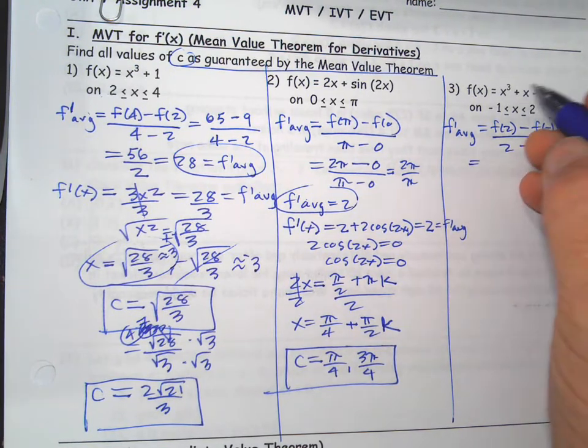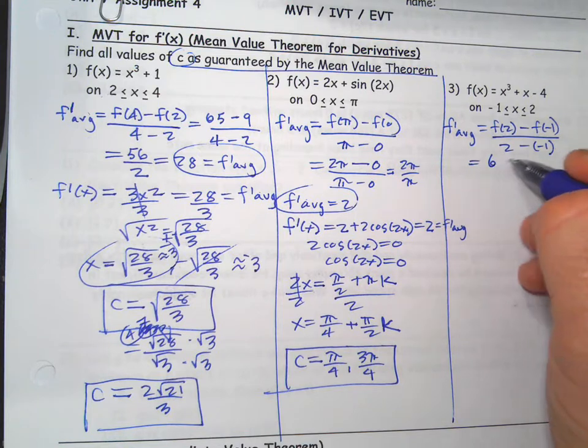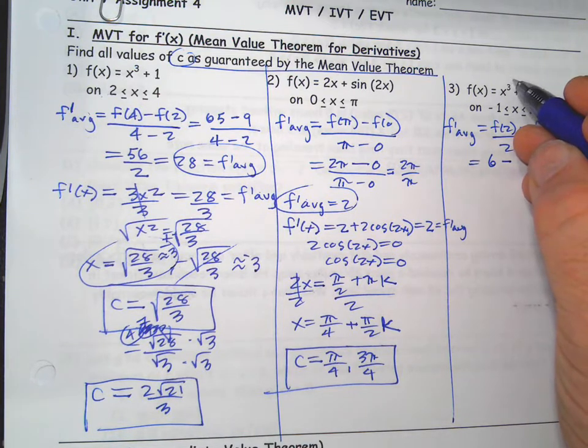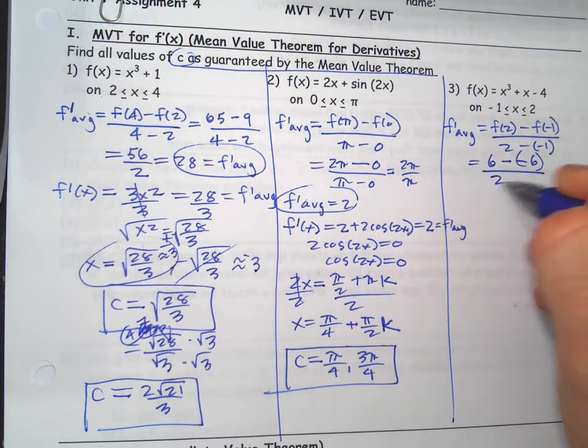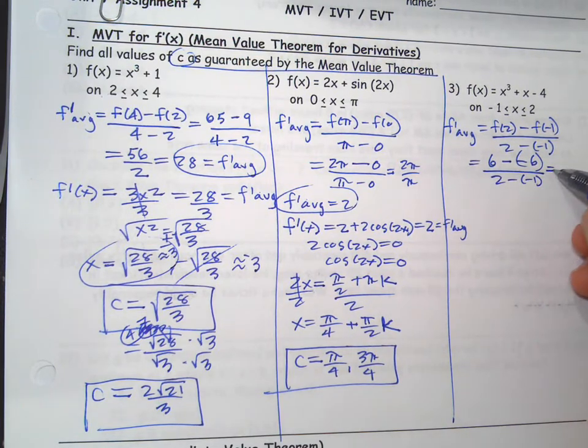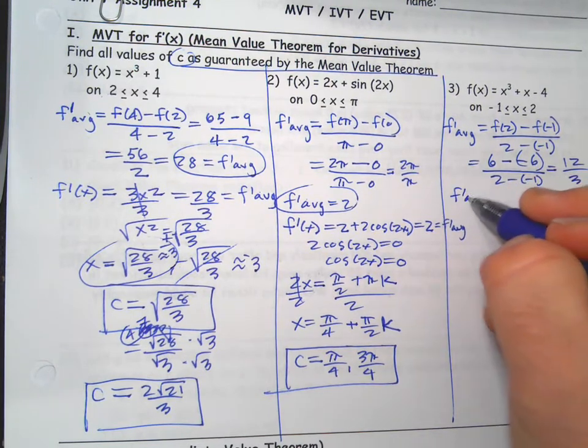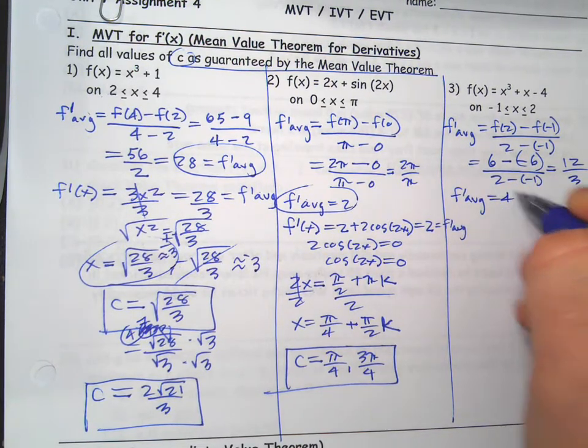f of 2 is going to be 8 plus 2 is 10 minus 4 is 6. f of negative 1 is going to be negative 6. So 6 minus negative 6 over 2 minus negative 1. That's going to be 12 over 3, which gives you 4.